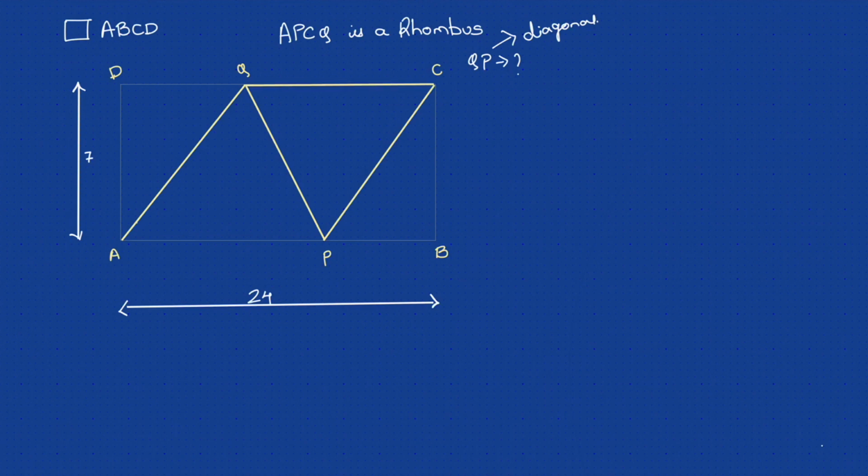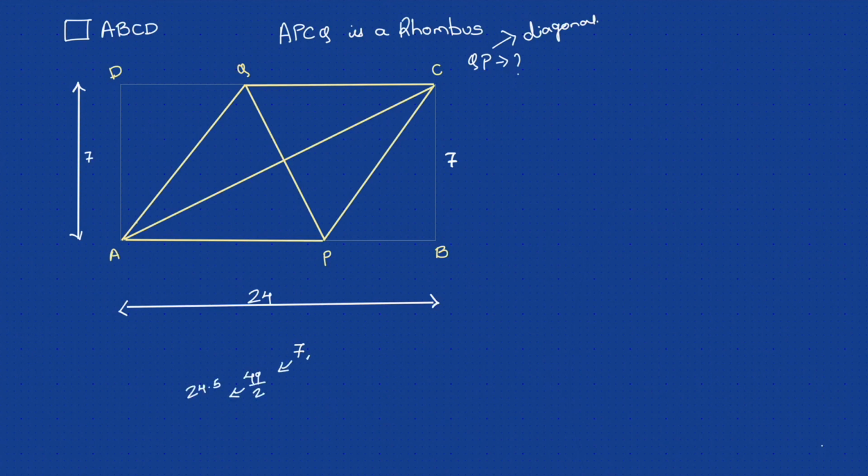So let's complete this rhombus so that we can understand it better. I'll draw this rhombus over the rectangle so that my understanding of it becomes easier. I'll draw the two diagonals. One will be QP, which I'm supposed to find out, and the other will be AC. Now what all is given to me? I am being given the two sides of the rectangle. One is 7 and the other is 24.